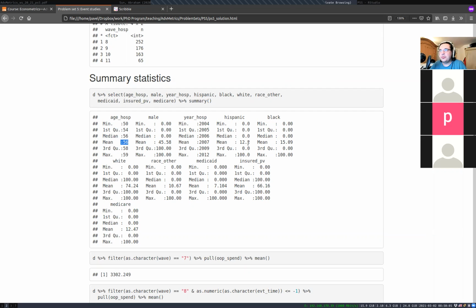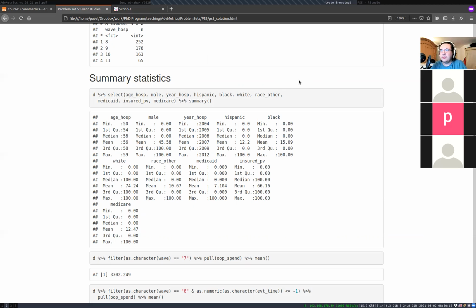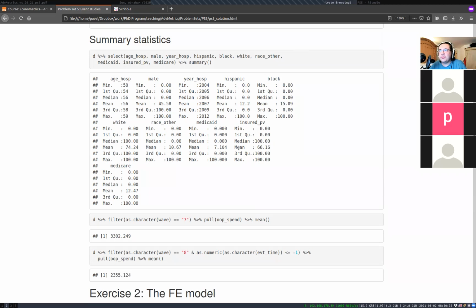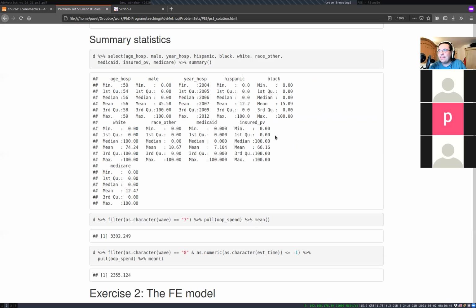If we look at the proportion of, say, Hispanic individuals, it's 12.2%, and again, 12.2% is here. Interestingly, here we have percentages, and in the paper they divide by 100. The proportion of those with private insurance, for example, is 66.16%, and in the paper, that's interesting. Let's see, Medicaid, 7.10.